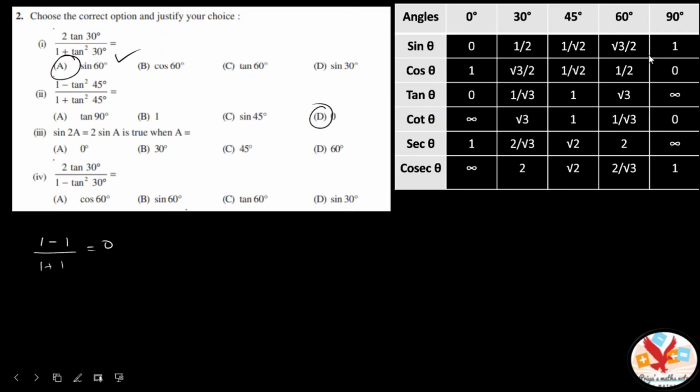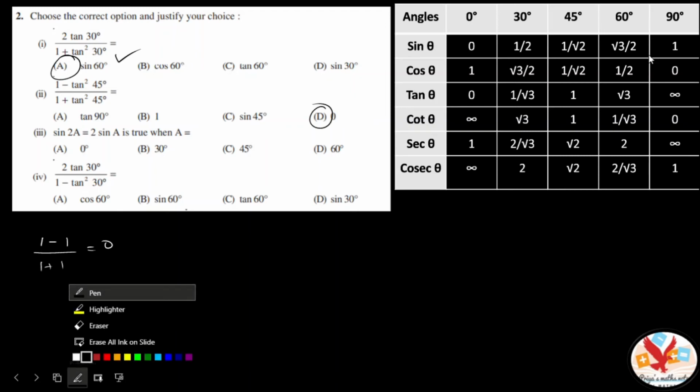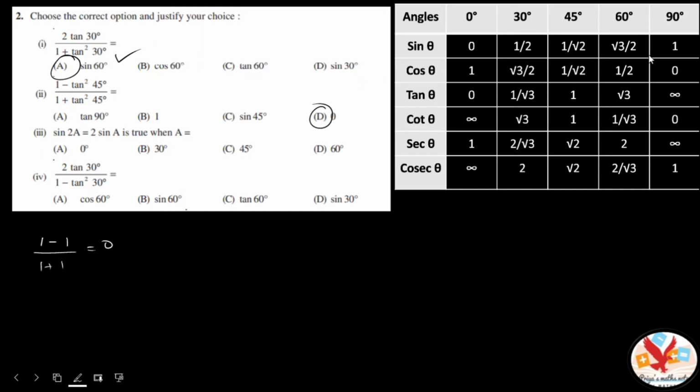Okay, and third problem. What is the third problem? Sine 2A is equal to 2 sine A is true when A is equal to what? For this problem we are going to use the trial and error method. First option is 0 degree. So apply A equal to 0 degree. If you are lucky, the first answer will be the correct answer.